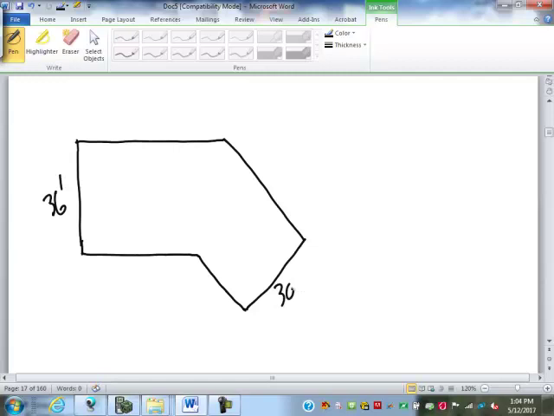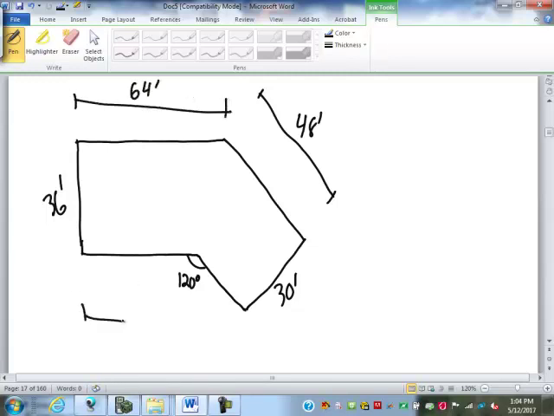Time. Speaking of Plan B, so I should just stop. 36 feet, 30 feet. We're going to call this 120 degrees. I'm going to go backwards. I'm going to call this up here 48 feet. This over here I'm going to call 64 feet. And I'm going to ask you to find X and Y down here.